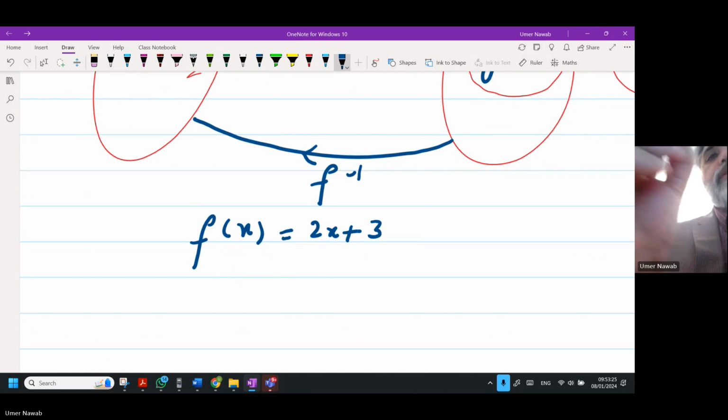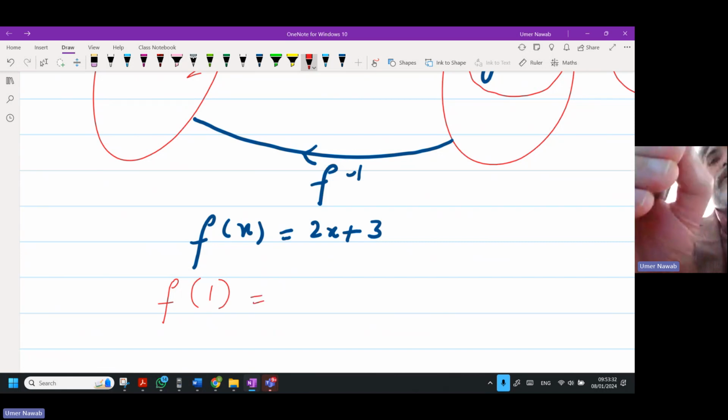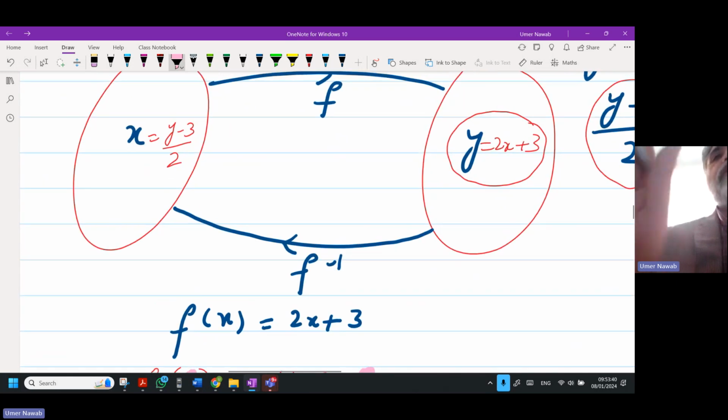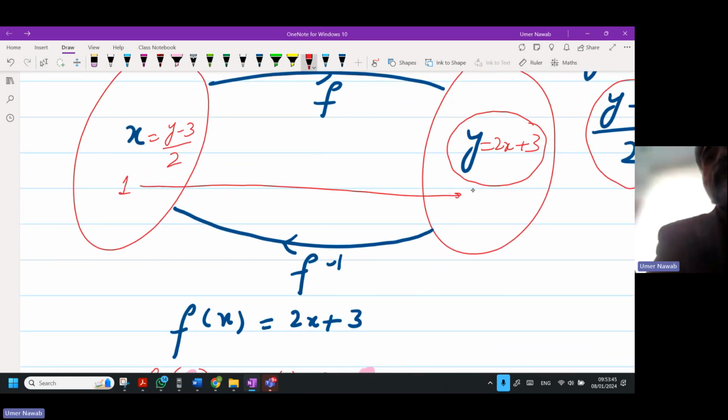I wrote it. Let's try one fixed value. f of 1. 1 is my input, and my input gave me the output 5. My input is 1 and my output is 5. Let me copy here. Clear?